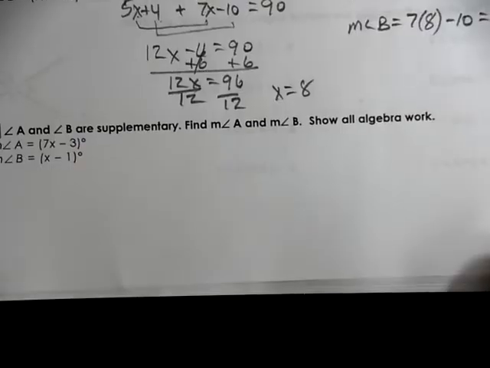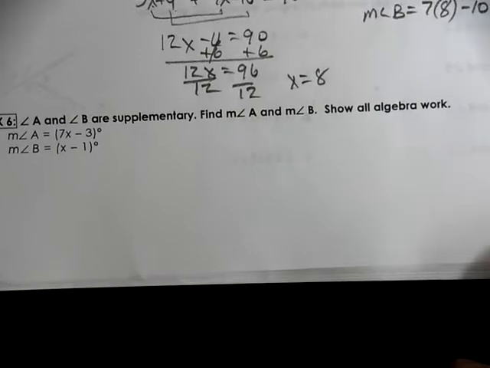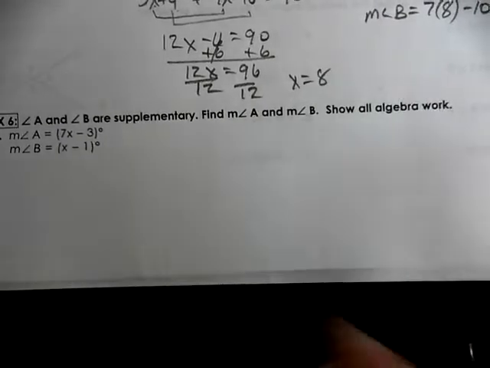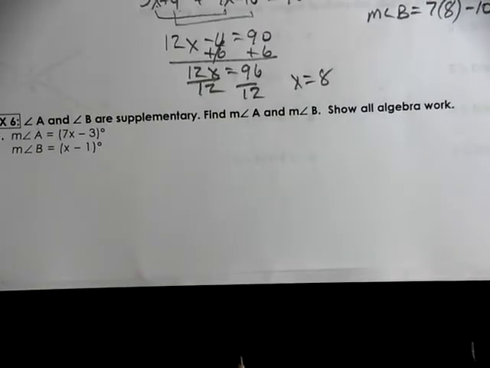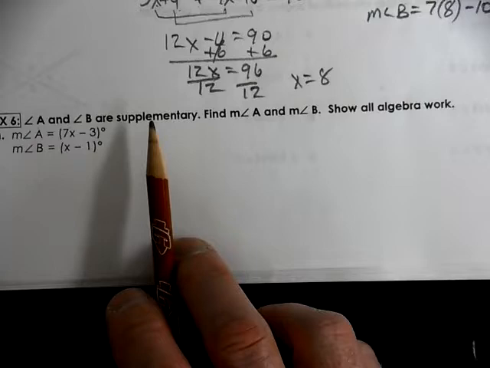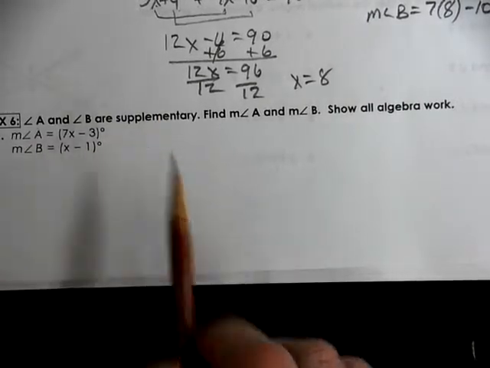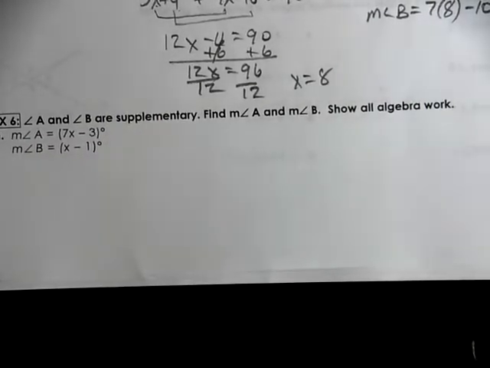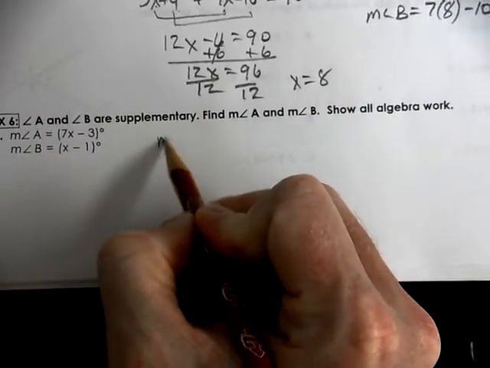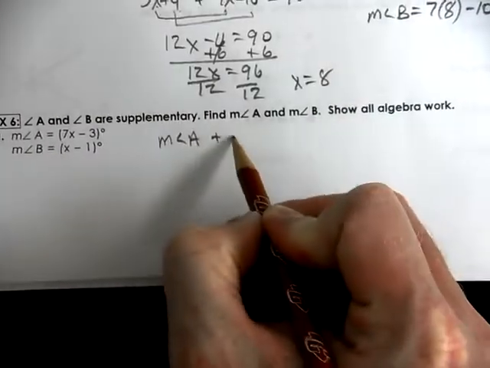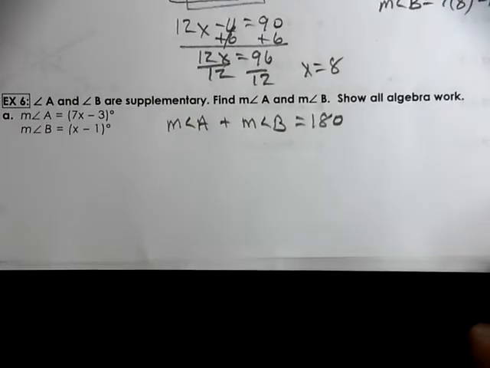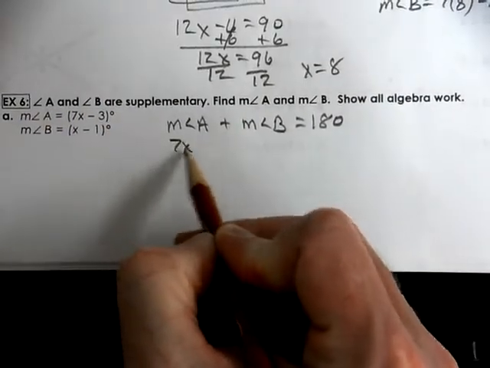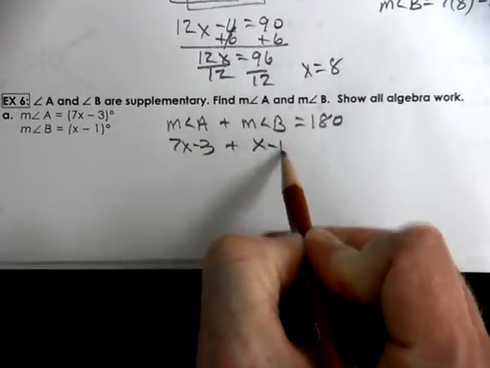We'll come on down to example number 6. Let's give this one a try. We notice that angle A and angle B are supplementary angles. If they're supplementary angles, what does supplementary mean? Know your vocab. Supplementary means that the two angles are going to add to 180. So start out with that. Don't skip that step. Then substitute in your 7x minus 3 and your x minus 1.